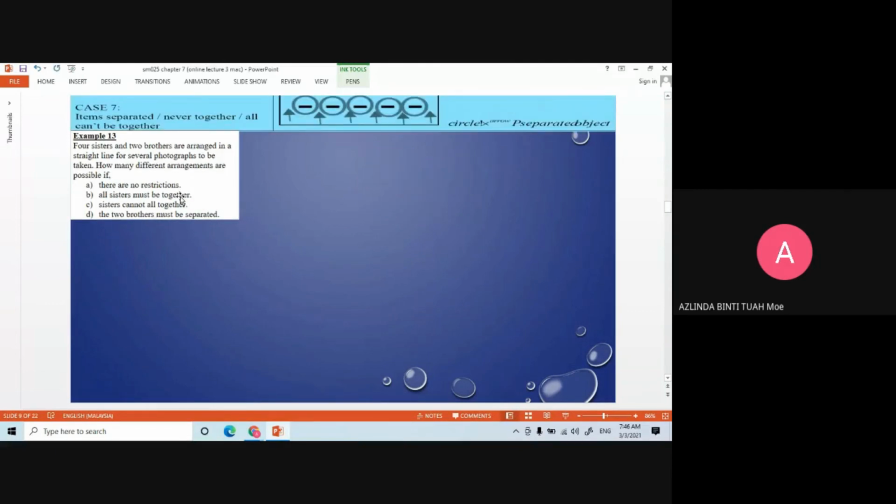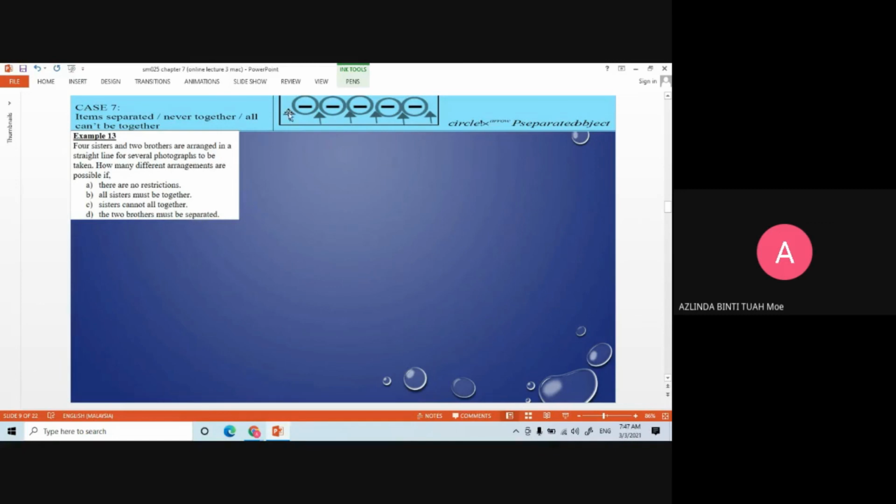Okay, part D, the two brothers must be separated. This is the last case in permutation. Case number 7. Items are separated ataupun the keyword they never together, all cannot be together. Okay, so cara penyusunan dia begini. Yang circle ni adalah item yang selain separated. Saya ulang, yang bahagian circle ni kita akan susun dulu untuk objek yang selain separate. Okay, lepas tu kita akan tengok berapa possible places yang objek kena separate tadi boleh kita selitkan di tengah-tengah.